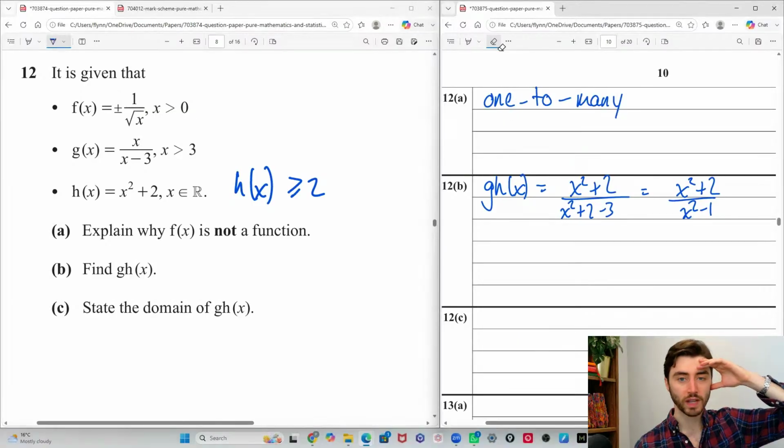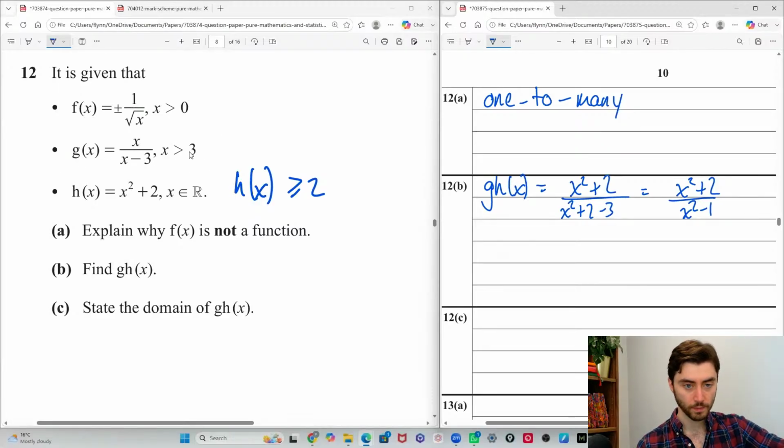This is more tricky than it looks, in my opinion, unless I'm overthinking this. So we need the things that go into g of x to be bigger than 3, which means we need h of x to be bigger than 3. This happens when x is... So in other words, we need x squared plus 2 to be bigger than 3. So we need x squared to be bigger than 1. This happens when x is less than minus 1 or x is bigger than 1.